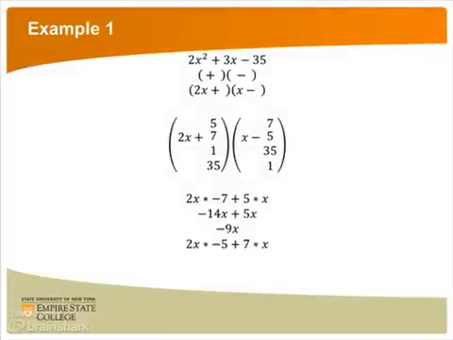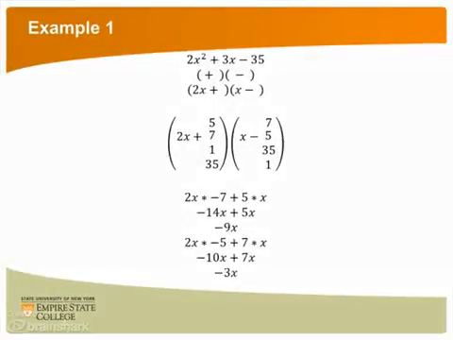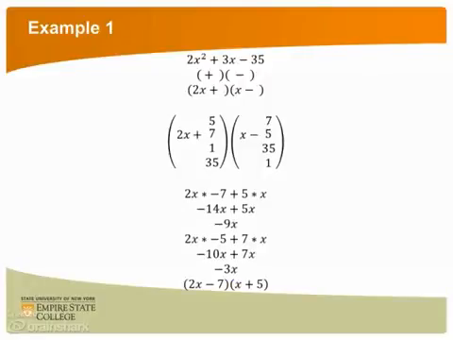Now we have 2x times negative 5 plus x times 7. This is negative 10x plus 7x, which gives us negative 3x. We wanted positive 3x. We have the correct number, but the wrong sign, which is an easy fix. We will switch the plus and the minus inside the parentheses. When we factor 2x squared plus 3x minus 35, we have 2x minus 7 times x plus 5. Let's look at another example.